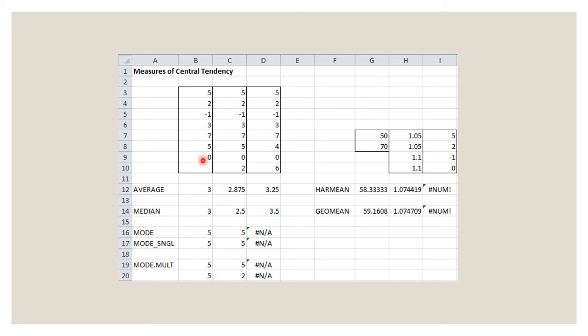Then the mode. Mode is what? Most occurring observation. The 5 has occurred twice. Others occur once. So 5 is the mode. Likewise, you can do the things in here also.